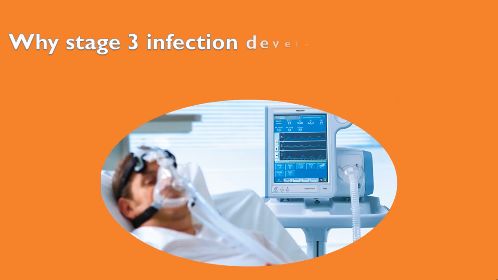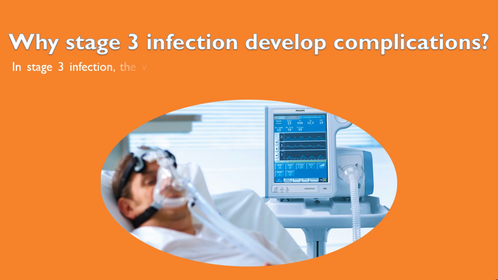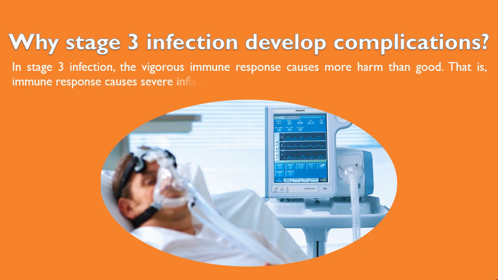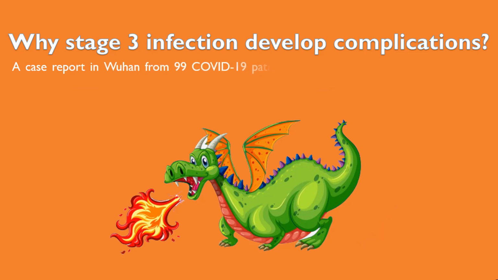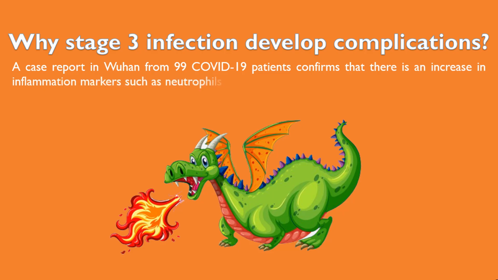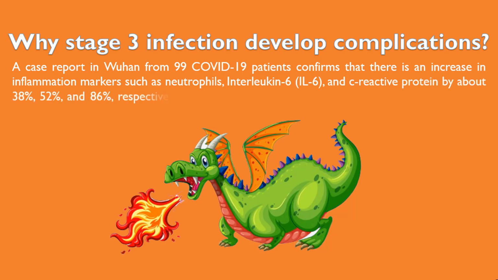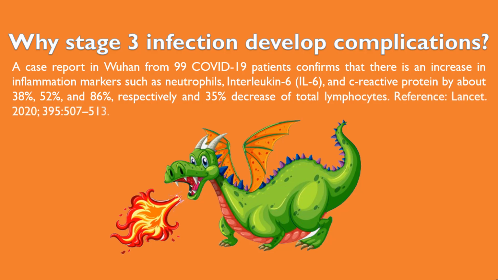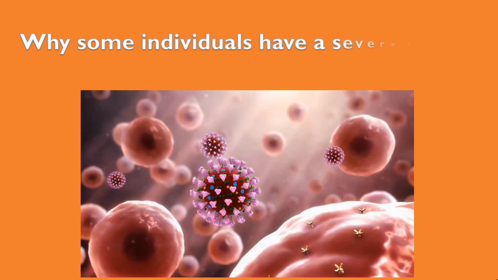Why does stage 3 infection develop complications? In stage 3 infection, the vigorous immune response causes more harm than good. That is, the immune response causes severe inflammation of various organs. A case report from Wuhan of 99 COVID-19 patients confirms that there is an increase in inflammation markers such as neutrophils, interleukin-6 (IL-6) and C-reactive protein by about 38%, 52% and 86% respectively, and a 35% decrease of total lymphocytes. Reference: Lancet 2020, 395.